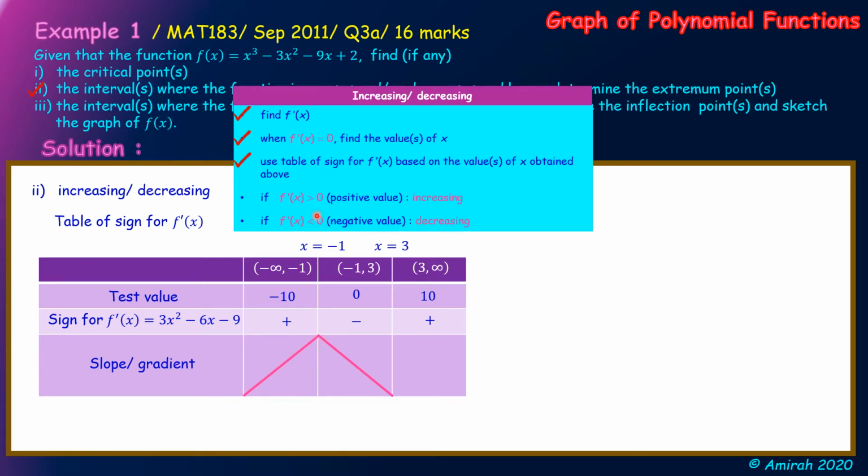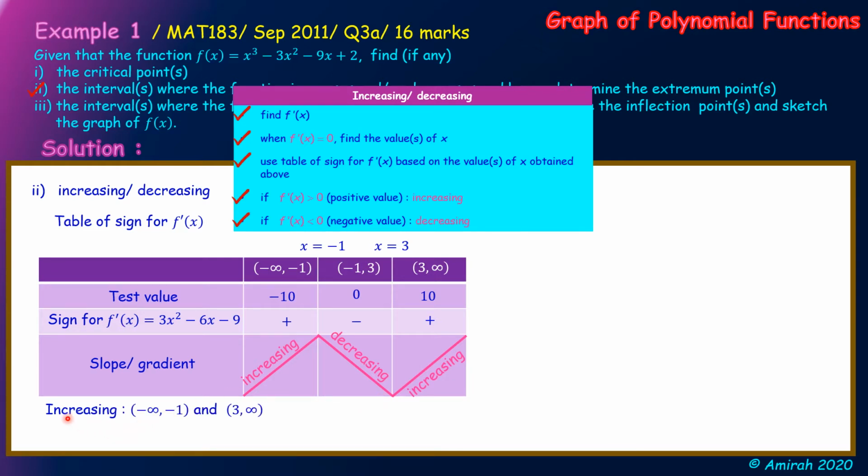And when f prime x has a negative value, we can draw a line like this. And when f prime x has a positive value, we can draw a line like this. Alright, this is increasing. This is increasing also. And this is decreasing.